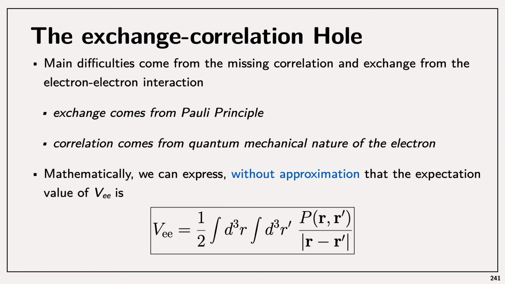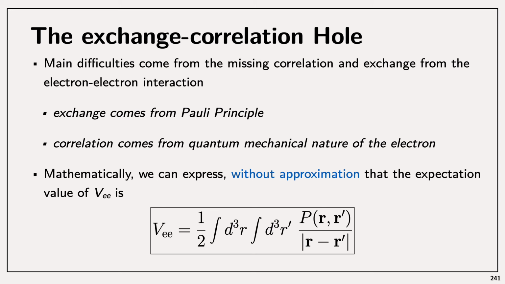Now, if you look at the equation at the bottom of the slide here, it's reminiscent of what I described in the lecture on Hartree-Fock, when I was talking about what we really need there: a conditional probability. The conditional probability P(r, r') is really the probability of finding a pair of electrons at r and r'. So it's a probability of finding electrons at r and r', and then we divide by the distance between them, and then we integrate, and we do get the full electron-electron interaction.